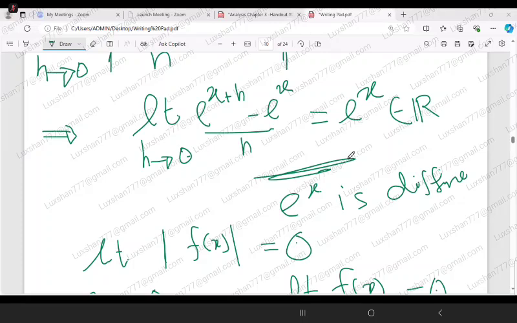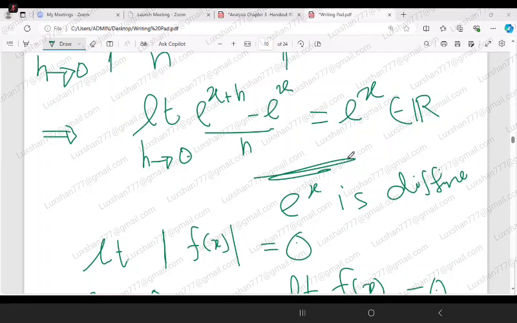e to the power x naught into e to the power h minus 1, minus h. Yes, that is also correct. Now, how can you say that e to the power h minus 1 over h is equal to 1? How can you say that?